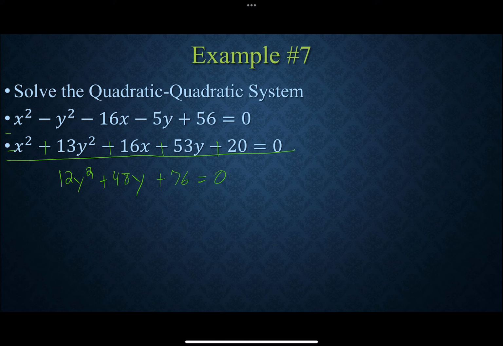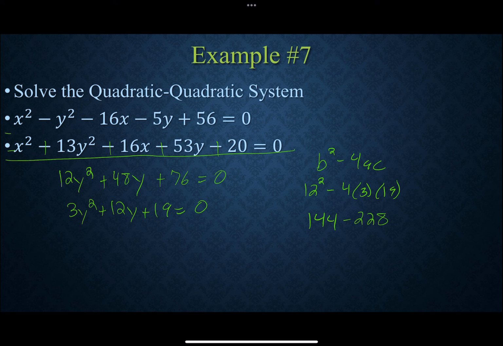Now, the 12 doesn't divide into everything nicely here. We can divide everything by a 4, though, if you want. But the 12 won't divide into everything nicely, which then should be your dead giveaway that this is going to be your no solution scenario. We confirm that with our discriminant, though. B squared minus 4ac. So 12 squared minus 4 times 3 times 19. We get 144. 4 times 3 times 19 is 228. So the 144 minus the 228 is a negative 84. So that confirms this is our no solution problem.